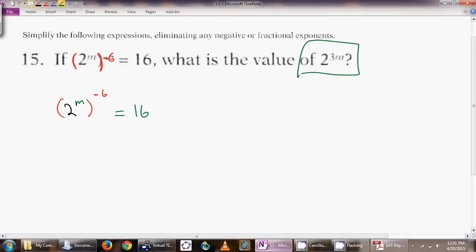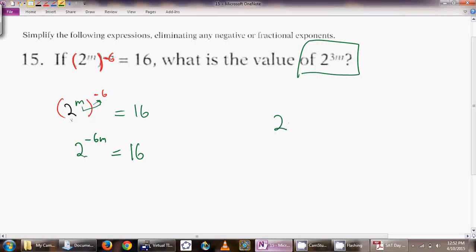What happens to this when it's getting raised to another power? Okay, what's the interaction between this m and that negative 6? Well, when powers are getting raised to another power, the interaction is you multiply them. So this problem is really my base 2 raised to the negative 6 times m. It's raised to the negative 6m power. All right, that is what really equals 16.